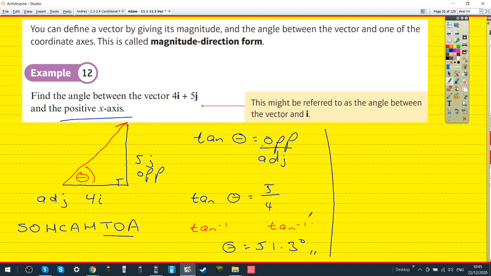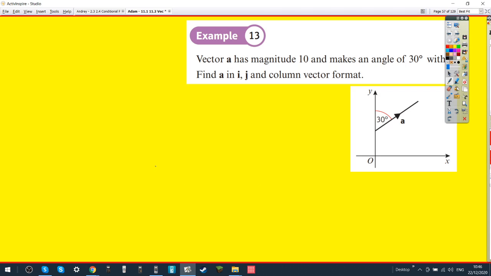So this is i, this is j. It helps to have a diagram, but I suspect that if it's between the vector and the positive x-axis, then it will always be arctan of the j over the i. Yeah. Something like that. It'll always be that, between the positive x-axis.